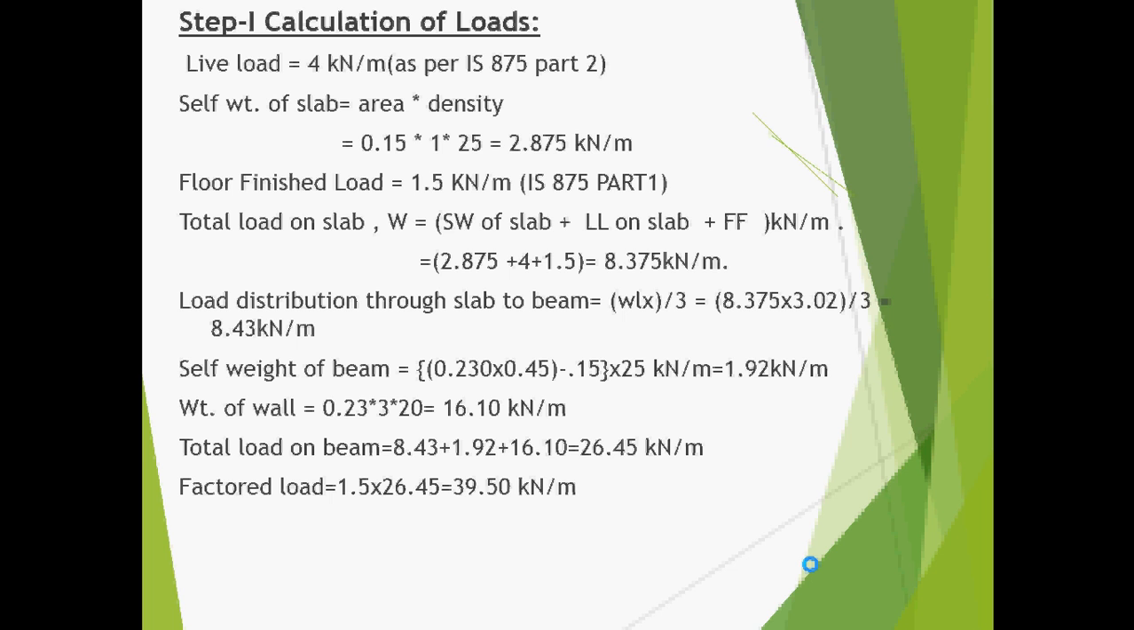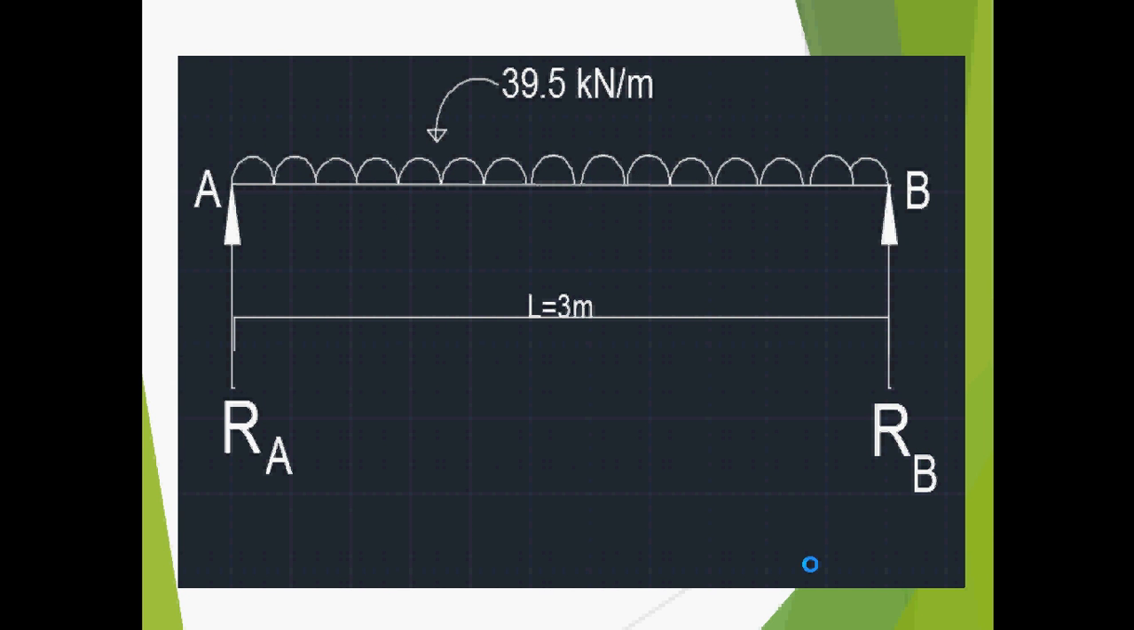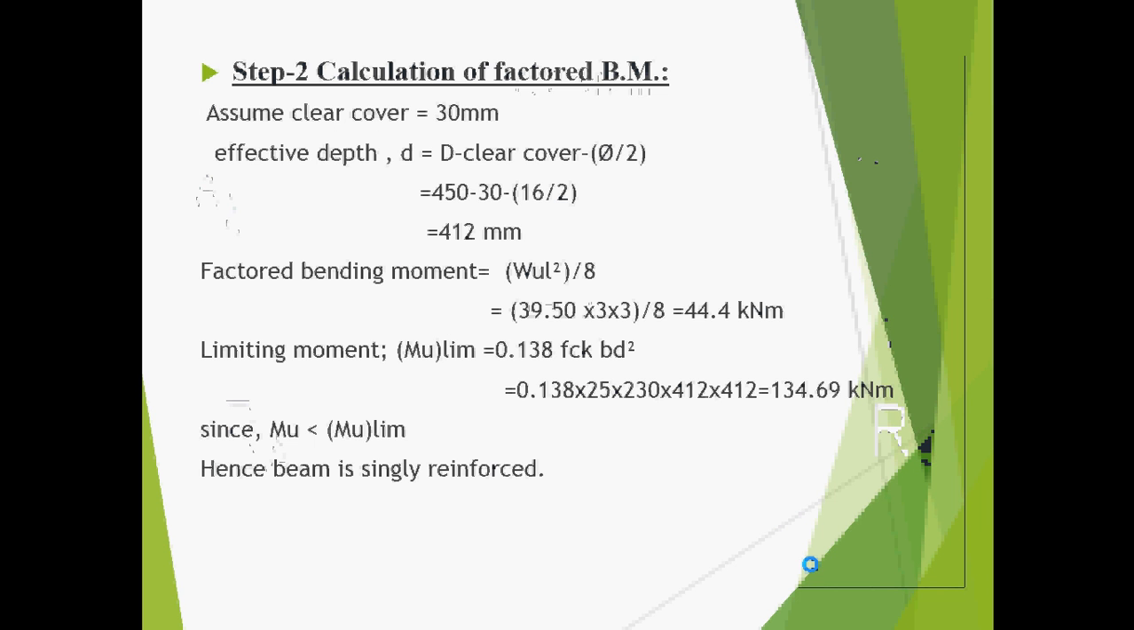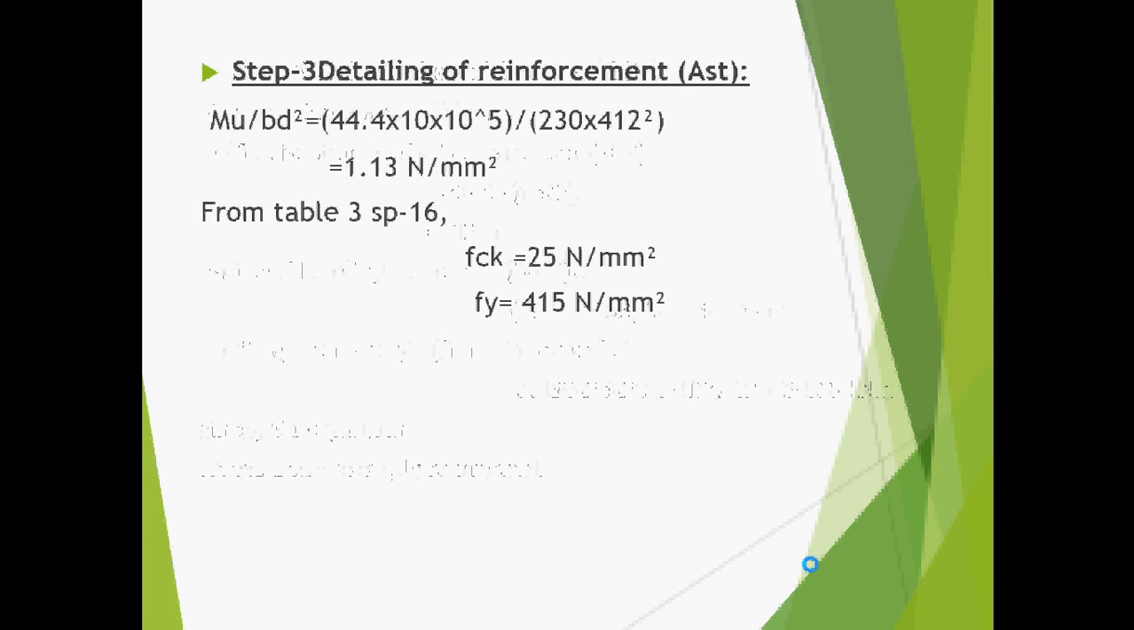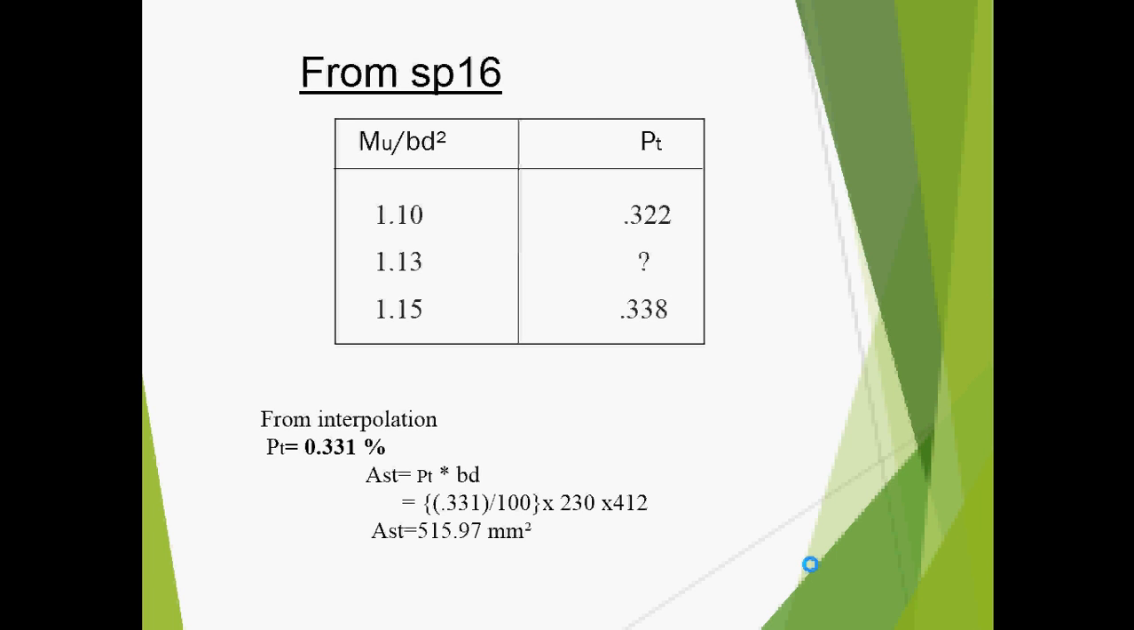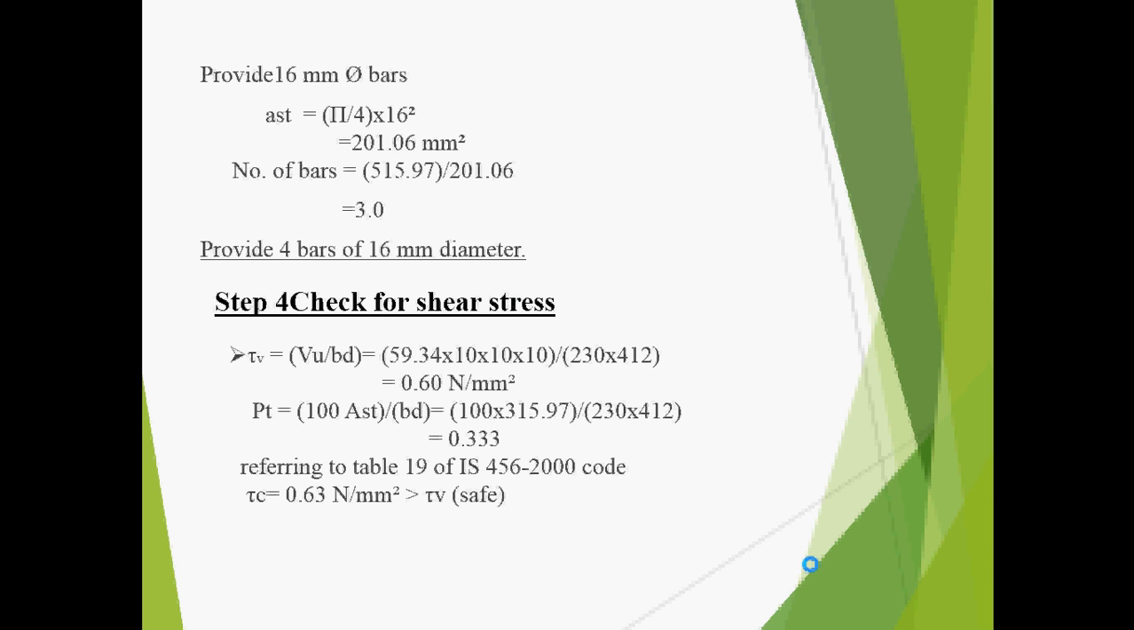Through this we calculated the loads, and uniformly distributed loading of 39.5 kilonewton per meter was obtained. Ra and Rb were calculated, and we calculated the factored bending moment and found the beam to be singly reinforced. From the interpolation value we got the area percentage of the steel, that is 0.331%, and it was checked for shear stress, which came out safe.